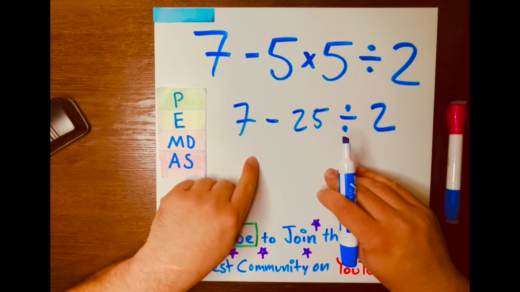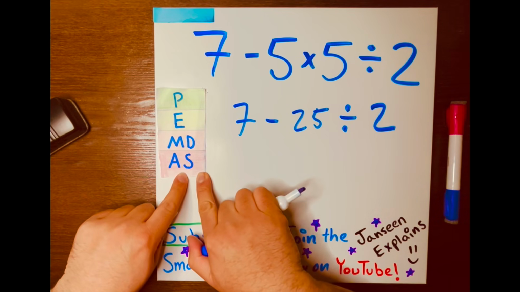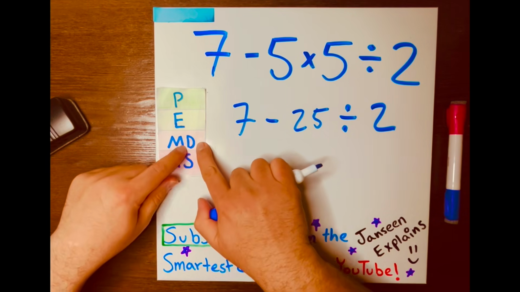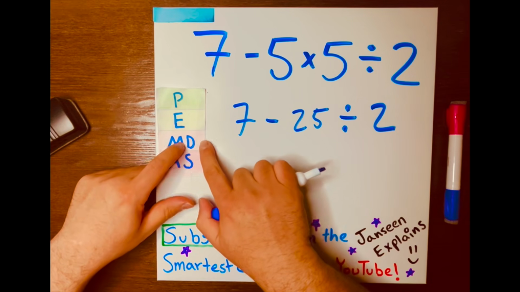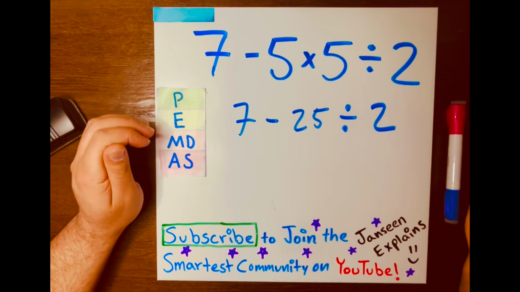And then let's bring down the 7 minus and the division symbol and the 2. Next, let's go back to PEMDAS. And PEMDAS is saying, hey, you are going to divide now. Division goes first, not subtraction. So what is 25 divided by 2?